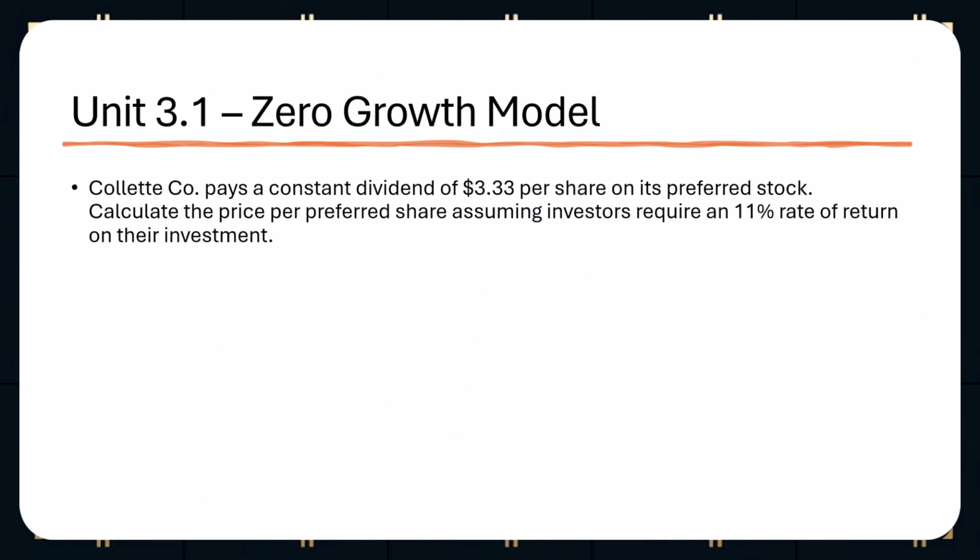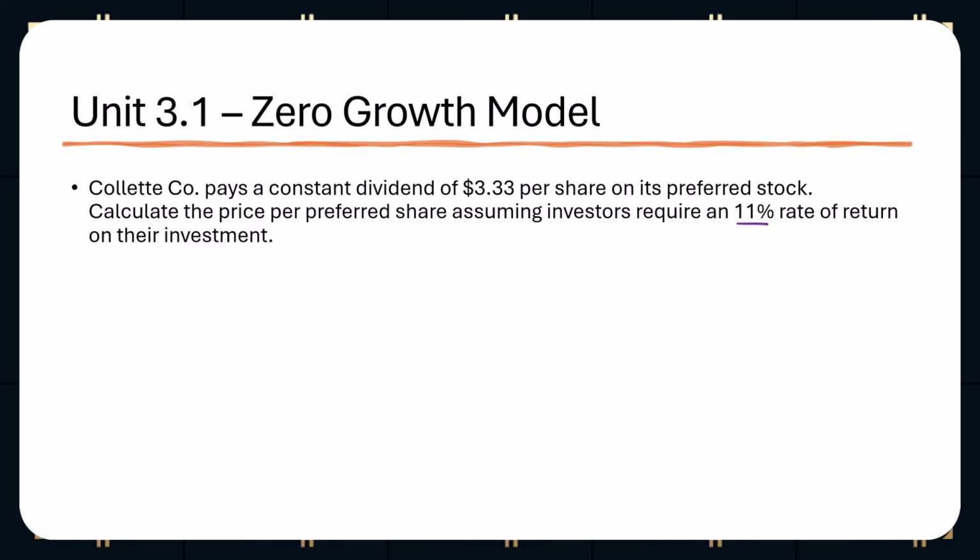CollectCo pays a constant dividend of $3.33 per share on its preferred stock. Calculate the price per preferred share, assuming investors require an 11% rate of return on their investment. The title of this question sort of gives it away.